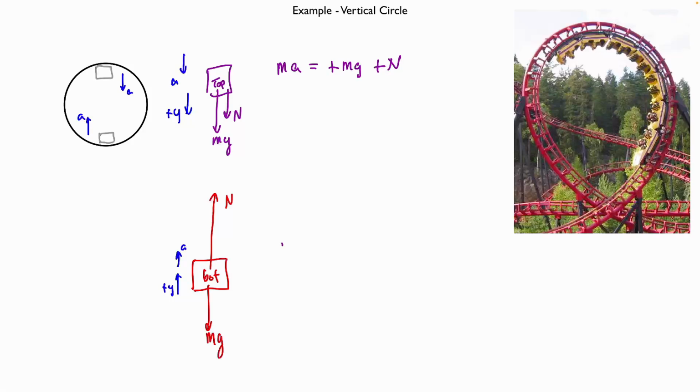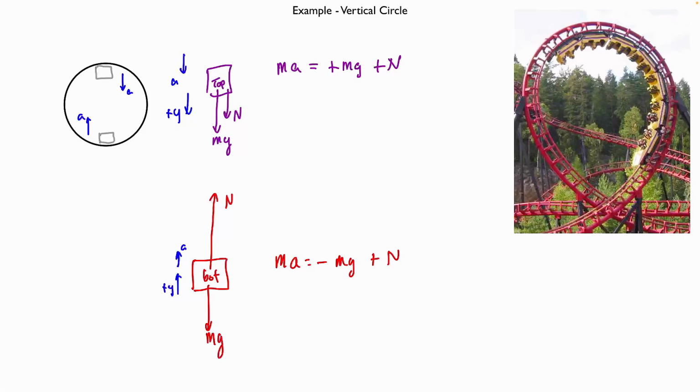Bottom. Okay, so now we've got mg and N. Which way is mg pointed? Negative. And then N is positive. Y is going upwards with the acceleration.